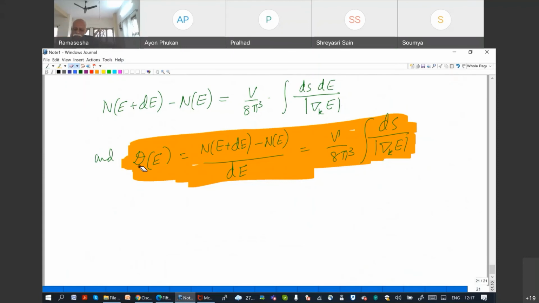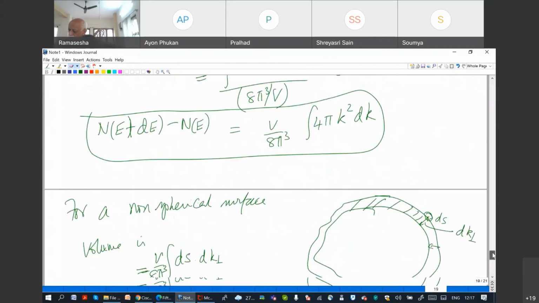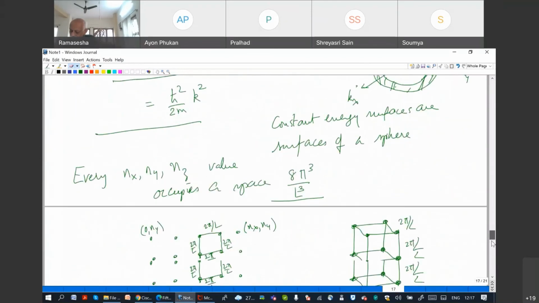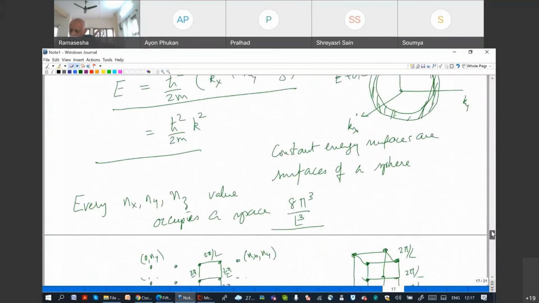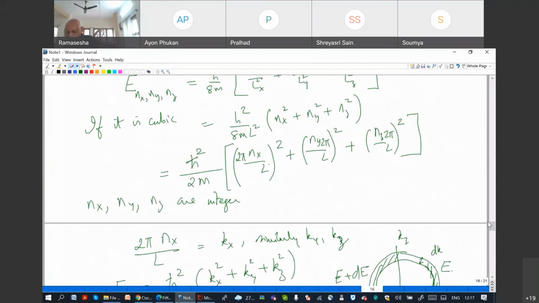Sir, a few slides ago you had spoken something about two-dimensional lattice. Could you explain that once again? See, I told you that the energy of a particle in a cubic box is given by h cross squared by 2m times (2 pi nx by L) squared plus (2 pi ny by L) squared plus (2 pi nz by L) squared. nx, ny and nz are integers, right?